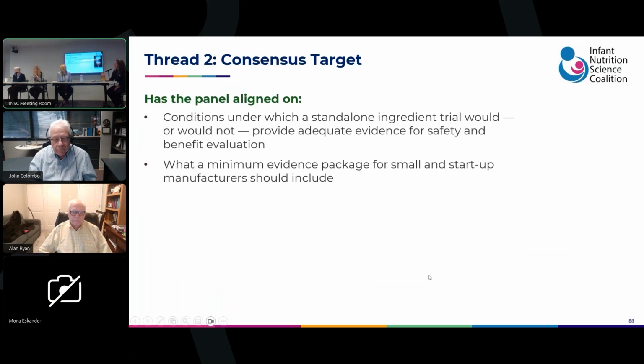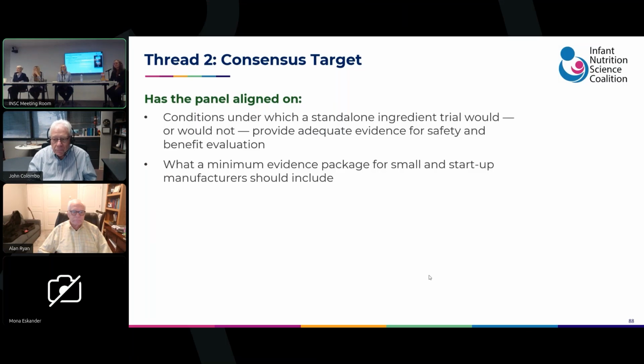So, the conditions under which a standalone ingredient trial would or would not provide adequate evidence for safety and benefit. From what I hear, an isolated ingredient investigation for safety, for the purposes of including that ingredient in an infant formula, can be supportive but not sufficient, due to potential matrix effects. Maybe you can challenge me on that. It's supportive but not sufficient, standalone, right? Yeah.